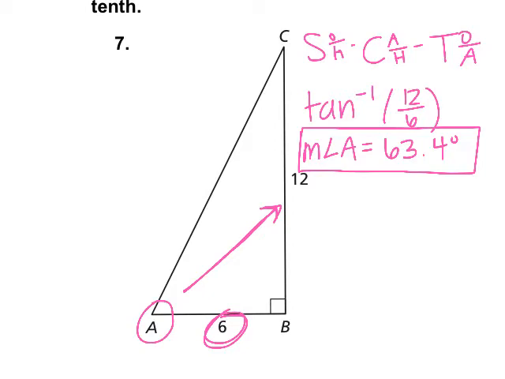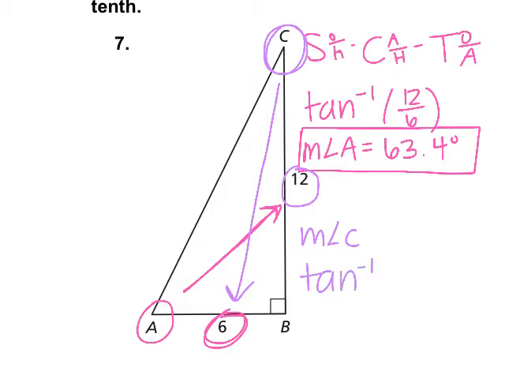If you haven't figured out by now, it is essential that you buy a calculator. Now if we look at C, we notice that 6 is opposite and 12 is adjacent. So for the measure of angle C, we're still going to use the tangent inverse. Our ratio is just going to flip.